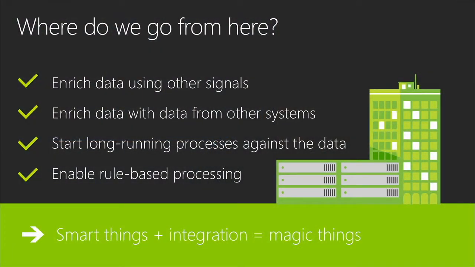Maybe we use this to start long-running processes that live in the cloud. Maybe a drip campaign, some sort of marketing work that goes out over a long period of time and sends emails. Maybe we enable rule-based processing using one of the BizTalk API apps to basically make a decision about how we handle this particular tag read.